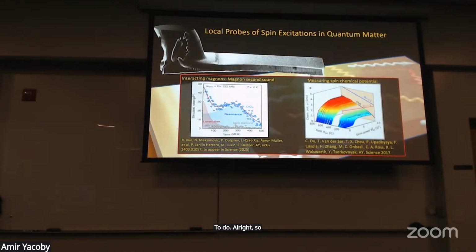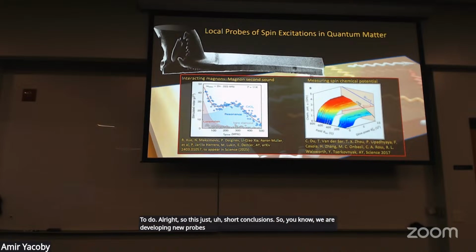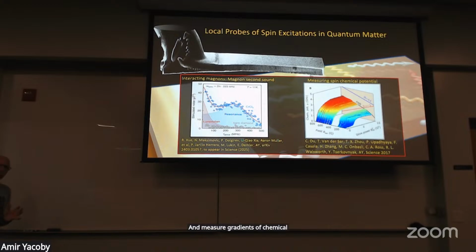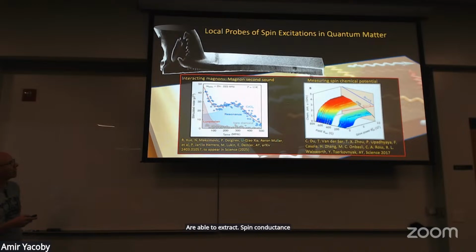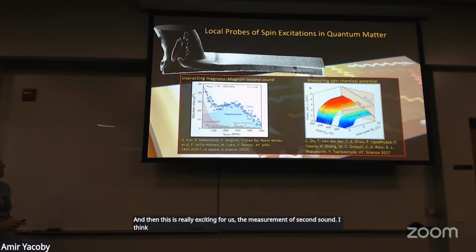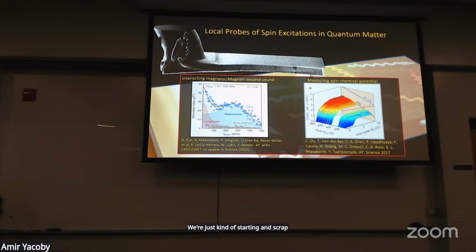All right, so with this, just short conclusions. We are developing new probes and really targeting new materials and trying to understand and extract new physics using these sensing techniques. Here, what I've been able to show is that we can measure chemical potential directly. There are interesting developments in the community that now take these kinds of techniques and measure gradients of chemical potential, and together with techniques to measure spin currents that use the inverse spin Hall effect, for example, are able to extract spin conductance in various materials. And then this is really exciting for us, the measurement of second sound. I think there's much more to do here. We're just starting and scratching the surface. Thank you.